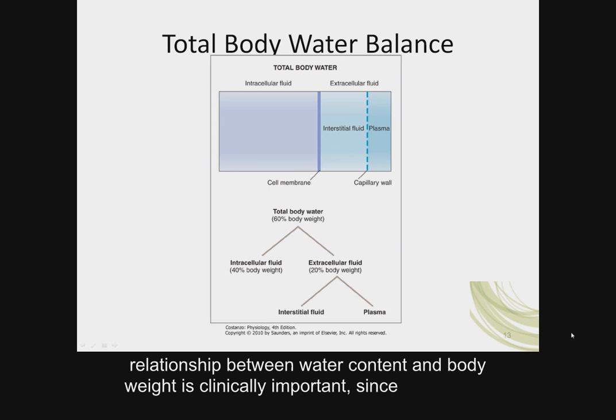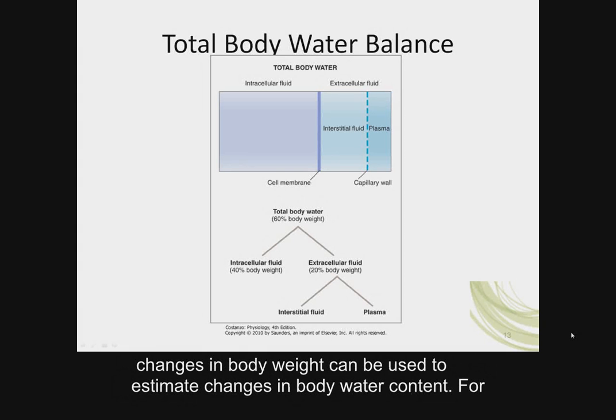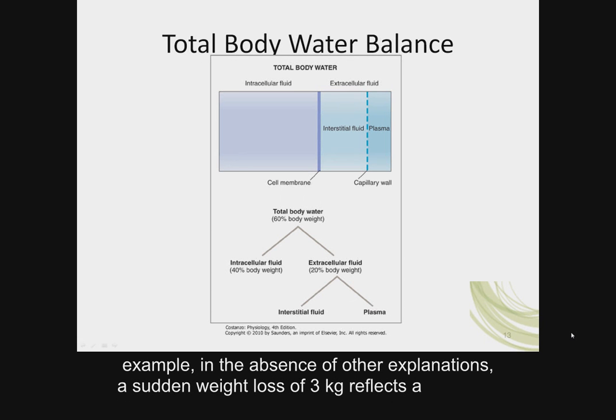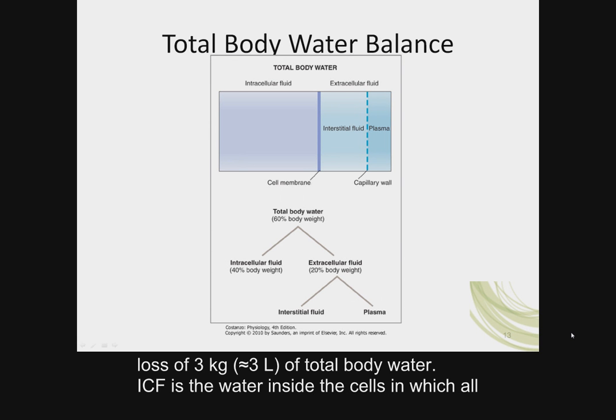The relationship between water content and body weight is clinically important, since changes in body weight can be used to estimate changes in body water content. For example, in the absence of other explanations, a sudden weight loss of 3 kilograms reflects a loss of 3 kilograms, or roughly 3 liters, of total body water.